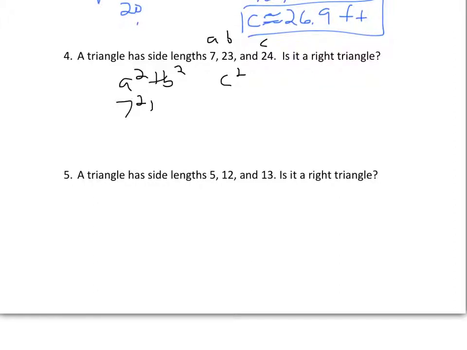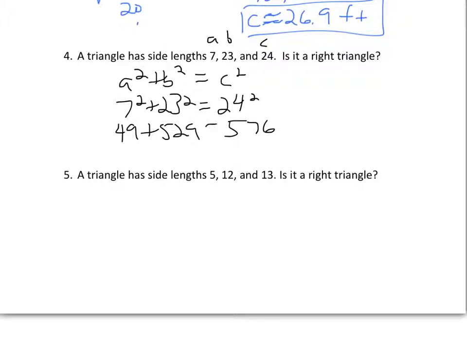Okay, so we've got 7 squared plus 23 squared. We want to know, is it equal to 24 squared? Okay, so you could use your calculator if you don't know these squares off the top of your head. 7 squared is 49. We should know that one. 23 squared is 529. And 24 squared is 576. Okay, so we add these up. 49 plus 529. You get 578 equals 576. Is that true? Nope, it's not true, so it's not a right triangle.